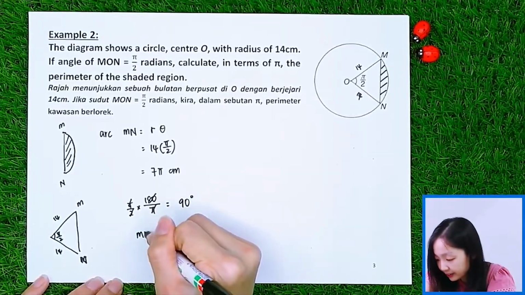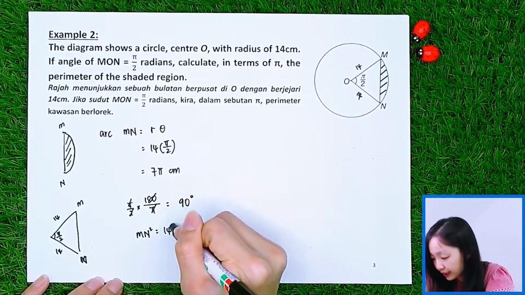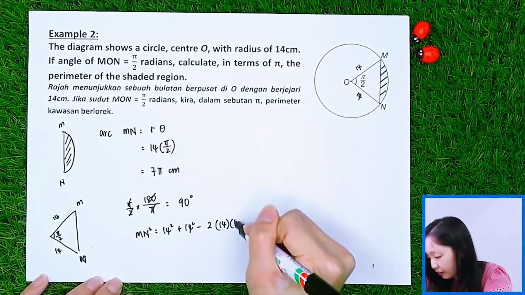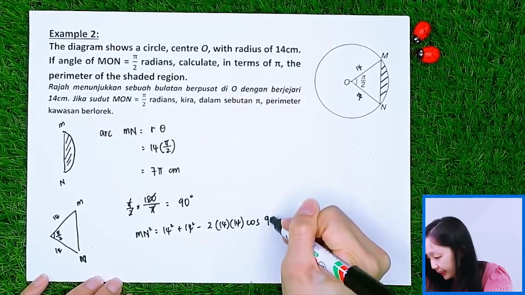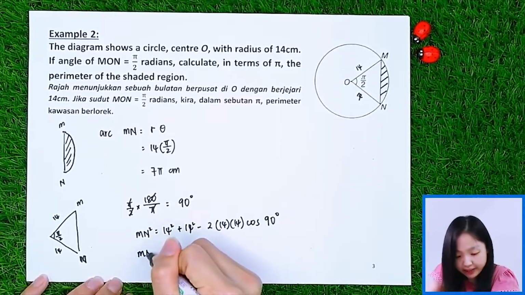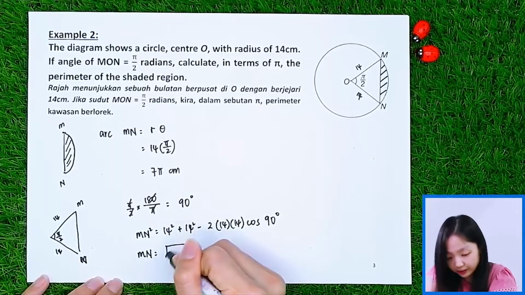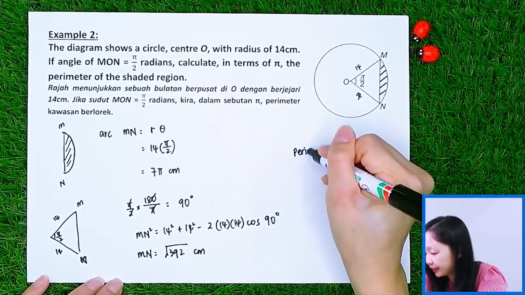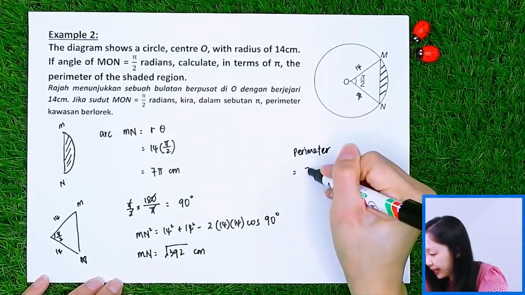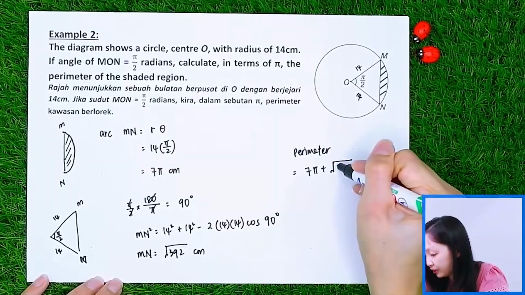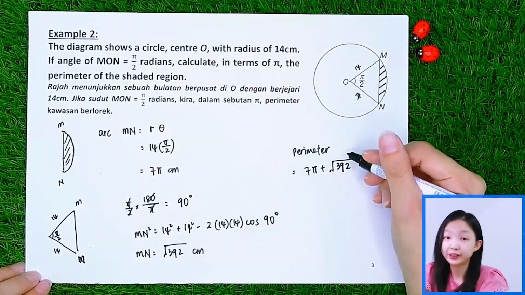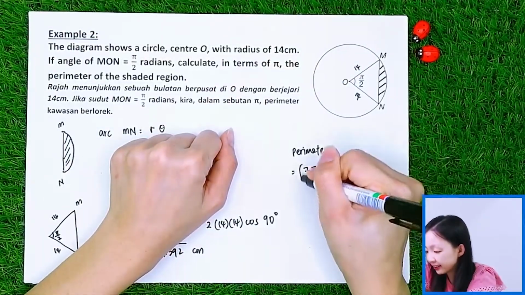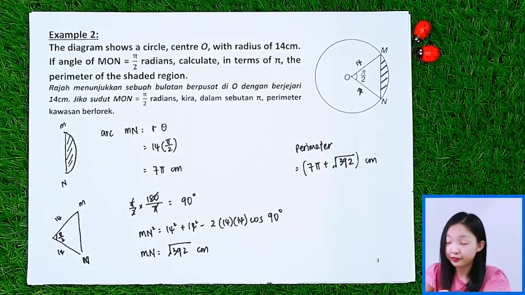So MN squared is equal to 14 squared plus 14 squared minus 2 times 14 times 14 cos 90 degrees. So you can get MN is equal to square root of 392 cm. So the perimeter of the shaded region is equal to 7 pi plus square root of 392. Since the question wants us to answer in terms of pi, this will be my answer. Okay? So now we continue with our explanation.